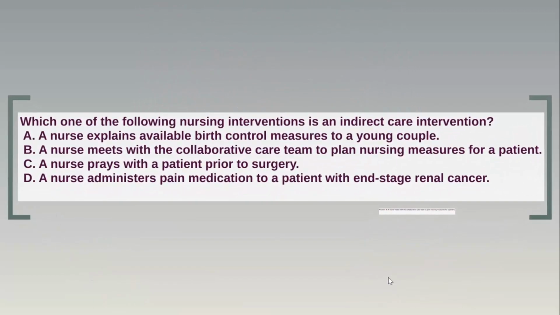Let's do a knowledge check here. Which one of the following nursing interventions is an indirect care intervention? So we're looking for indirect care. Is it that a nurse explains available birth control measures to a young couple? Is it that a nurse meets with the collaborative care team to plan nursing measures for a patient? Is it that a nurse prays with a patient prior to surgery? Or is it that a nurse administers pain medication to a patient with end-stage renal cancer?